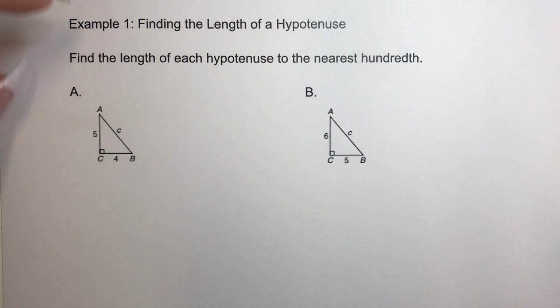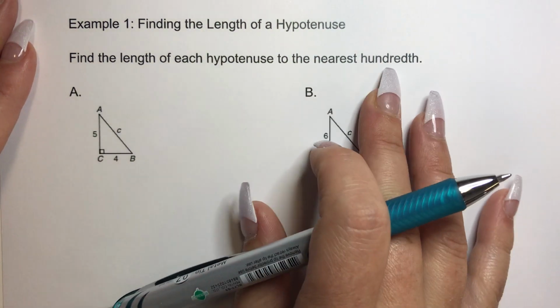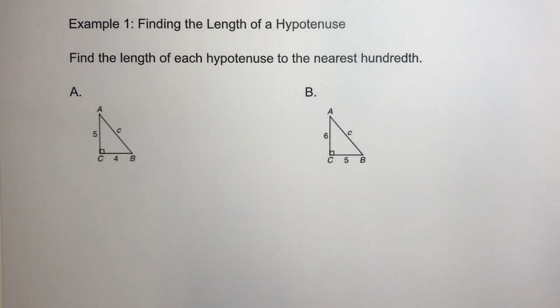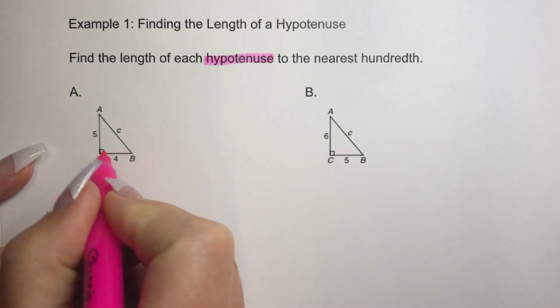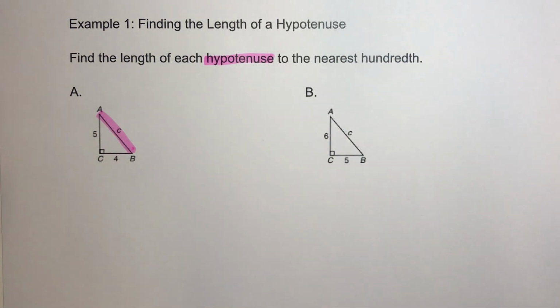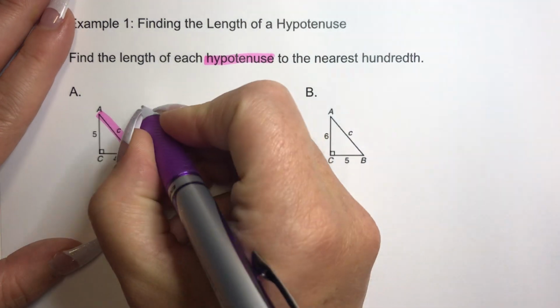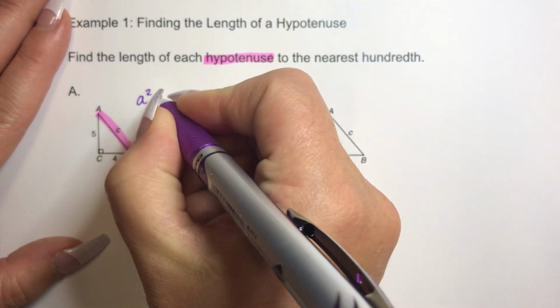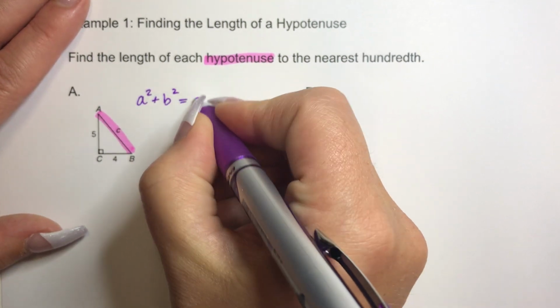Okay, so finding the length of a hypotenuse. Find the length of each hypotenuse to the nearest hundredth. And remember that the hypotenuse is the side across from the 90-degree angle, which would be this one right here, okay? So let's go ahead and figure this out. So we know that we're going to be using the Pythagorean theorem. We have a right triangle, right? So I'm going to write that. This is how I want you to show your work on your homework and quizzes and tests and all that. A squared plus b squared equals c squared.